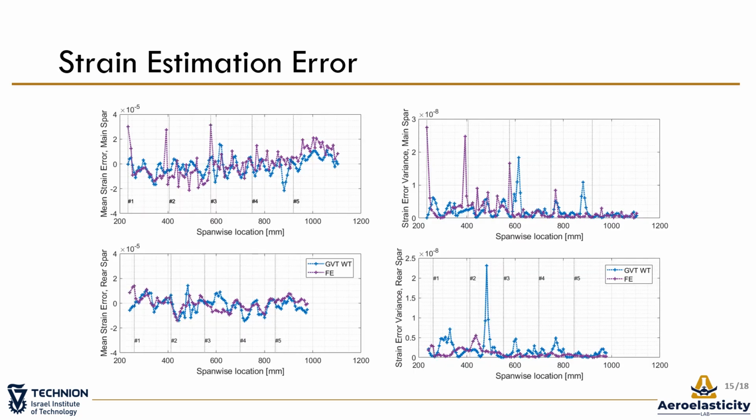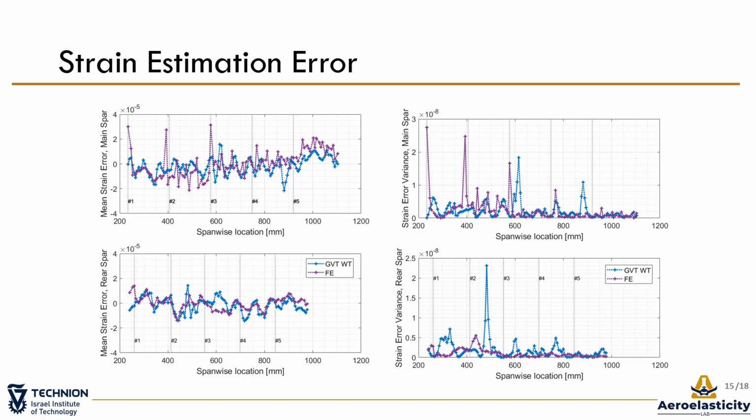The figures on this slide compare the Kalman state estimator strain error while using modes from the finite element model or ground vibration testing at all the sensing points. On the left is the mean strain error on the main and rear spars, which is generally within the range of about 15 microstrains, significantly lower than the response itself. On the right is the error covariance. From the low variance values, we learned that the Kalman state estimator errors are small throughout the measurement time. For more results of the nominal case, see the full paper.